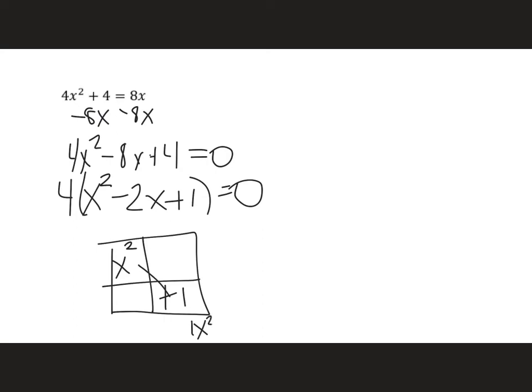That means we're trying to find factors of 1x squared, but it has to be a negative. The only way that's going to happen is for both of these boxes to be negative. So it's going to have to be negative 1x and negative 1x.